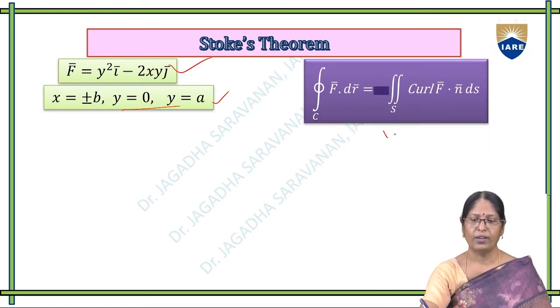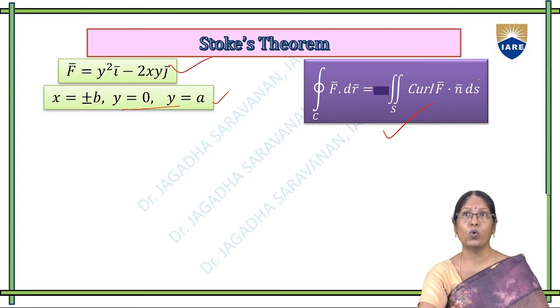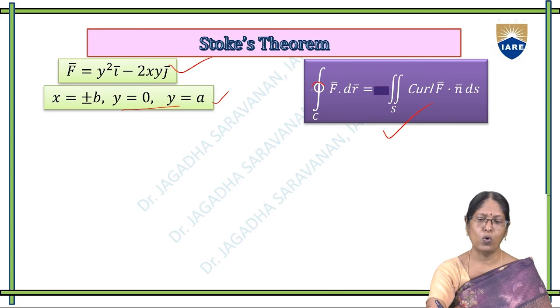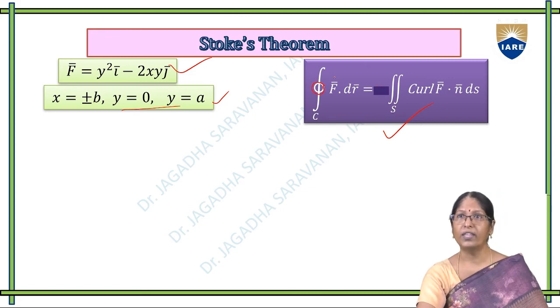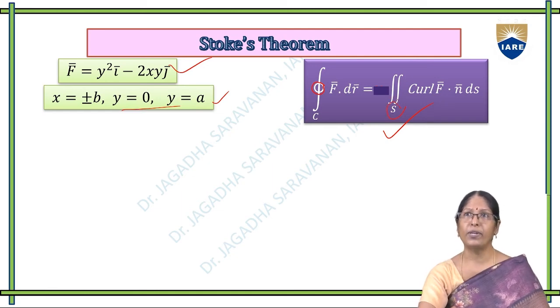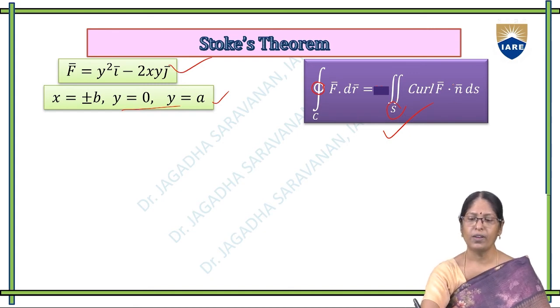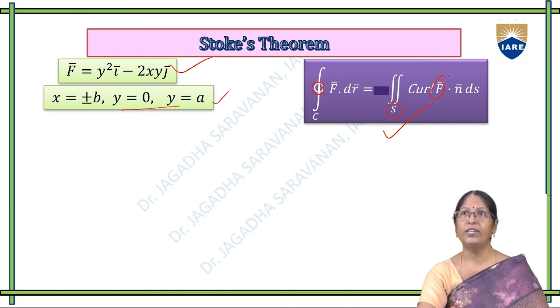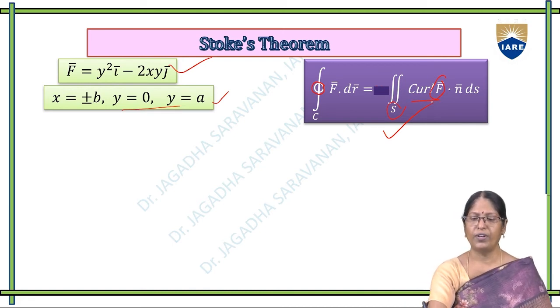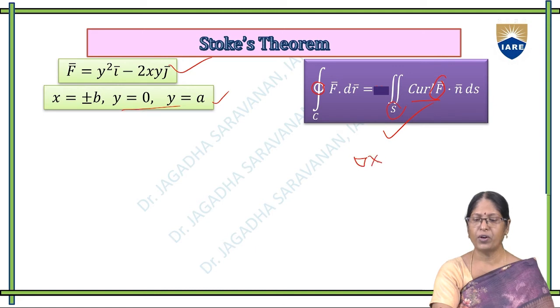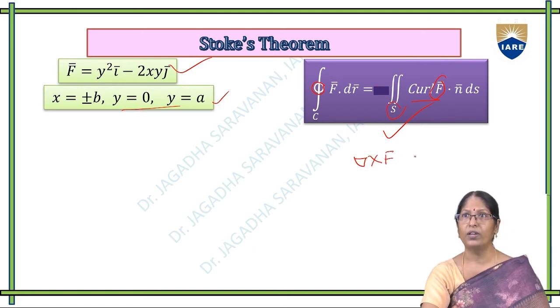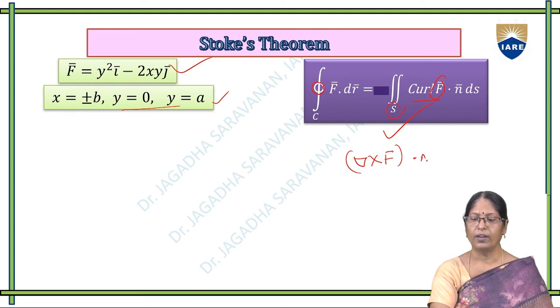Before that, this is the formula for Stokes theorem, that is the line integral. Here the closed curve C, the integral of f dot dr, is equal to the surface integral over capital S of curl f dot n ds. Here for this f, we did curl f. For that we took gradient cross f, dot n.